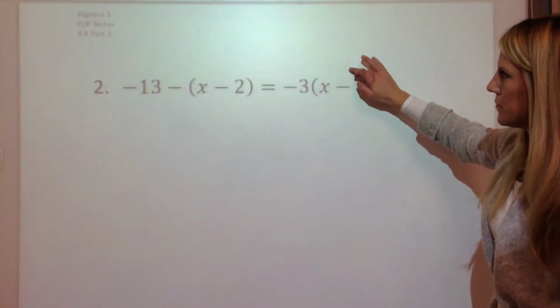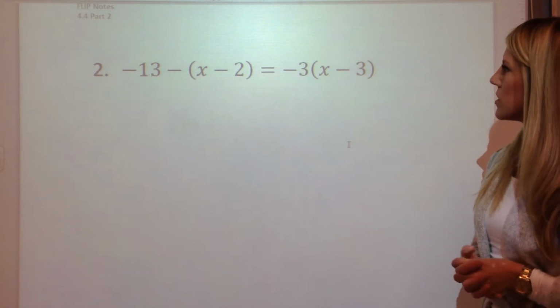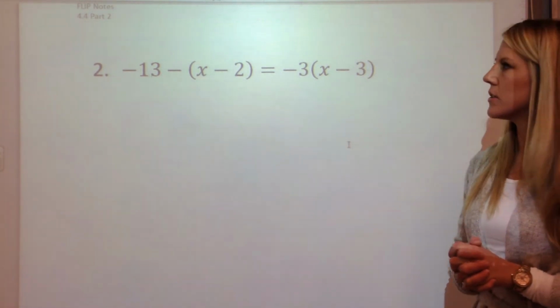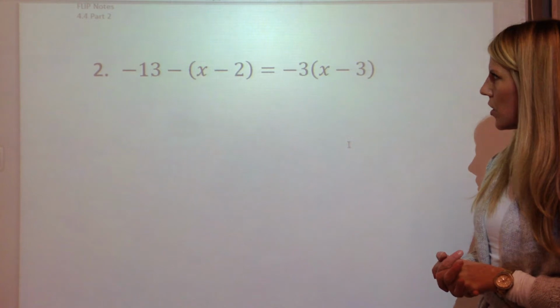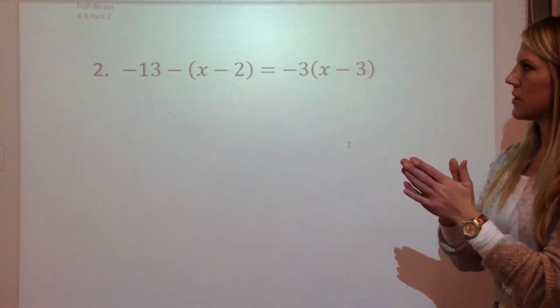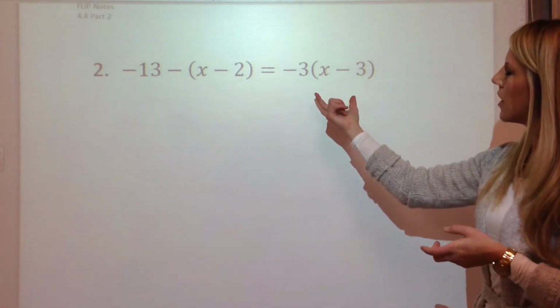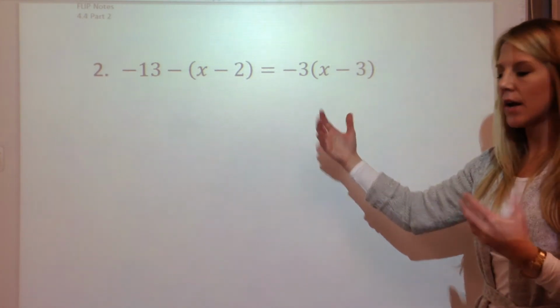So, look at the next one. Negative 13 minus the quantity of x minus 2 equals negative 3 times the quantity of x minus 3. Have a lot going on the left, have a lot going on the right. Can I simplify the left side at all? Well, I do have the distributive property. Can I simplify the right side? Again, I have the distributive property.